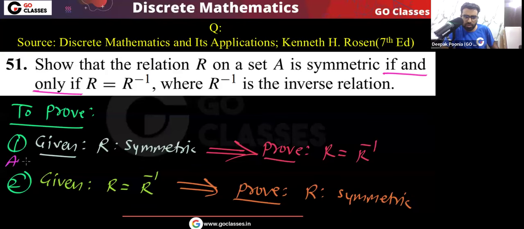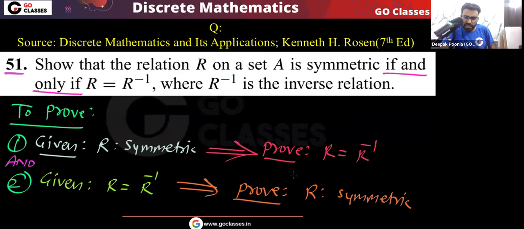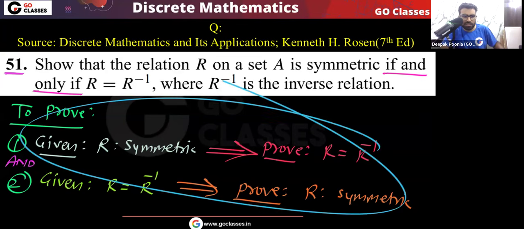So these two things we need to prove, first and second, because this question number 51 has if and only if. So there are two directions, and we need to prove both. If it is given that R is symmetric, then we need to prove R equal to R inverse. And another direction is, if it is given R equal to R inverse, then we need to prove that R is symmetric. Let's prove one by one. The first one: what is given to us? R is symmetric, this is given to us.